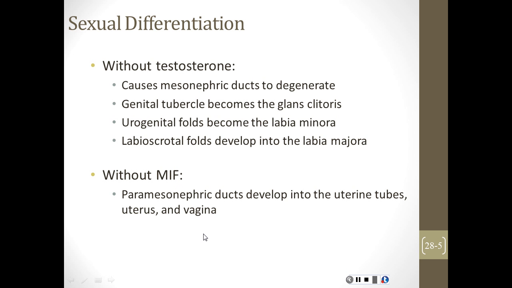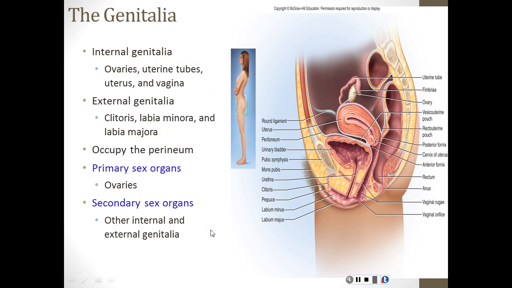Okay. Now, when we look at the genitalia, the internal genitalia is what we're looking at. It includes the ovaries and a duct system that runs from each ovary to the outside of the body. So we're looking at the ovary, the uterine tubes, the uterus, and the vagina. Those are considered your internal genitalia. Now, the external genitalia, we're dealing with the clitoris, the labia minora, and the majora.